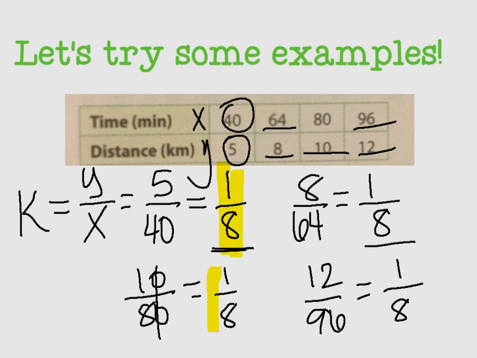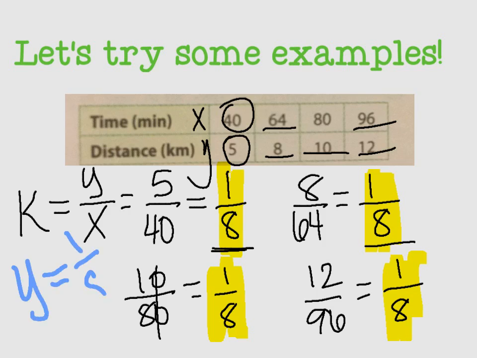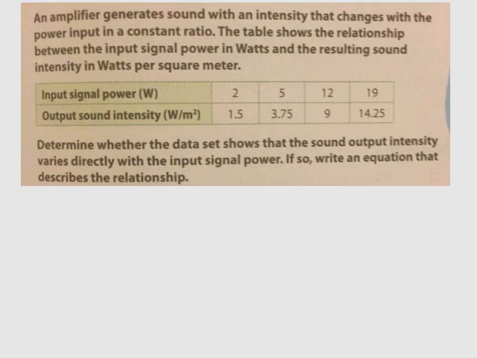So since they all simplify to 1/8, that tells us our k is constant, which also tells us we can write the equation for this table in the form of y equals kx. So our equation is going to be y equals 1/8 x. So it's basically what we've been doing, just calling it something different.